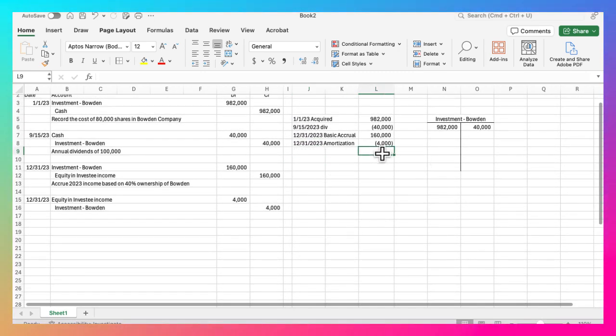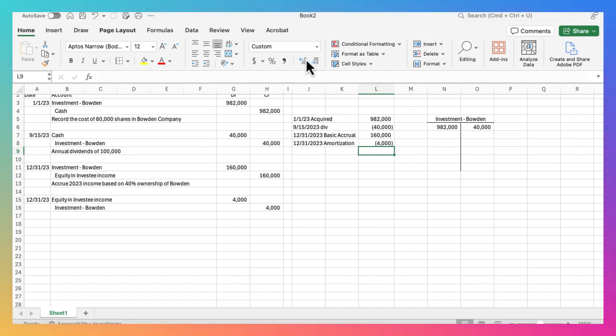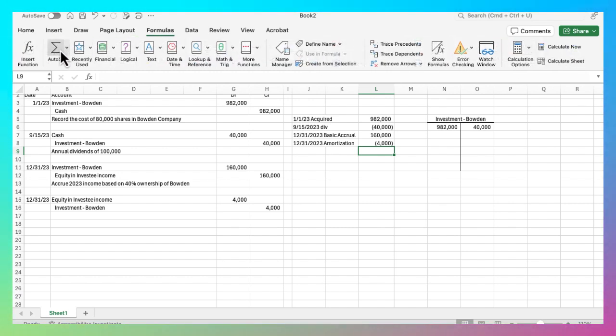So what we're going to go ahead and do, bear with me here, sorry. We're going to go ahead and add this up, and we're going to see what is our cost in Bowden, right? What's the cost in it? So what we need to do then is say, okay, we have $1,098,000 in Bowden, okay?